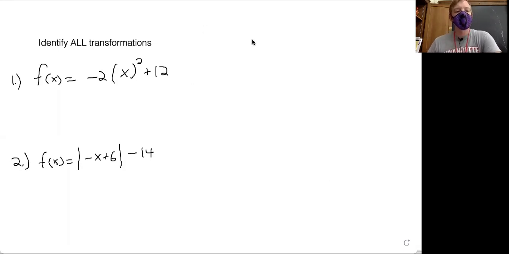All right, so with this first one, we actually have three different transformations here, even though we only see two numbers, because one transformation comes from just the negative sign. Another transformation comes from the 2 that's in front of the parentheses. And the last transformation comes from the plus 12 right here. If we were to rewrite this similarly to what we had seen before, this would be the same thing as negative 2 f of x plus 12, like that.